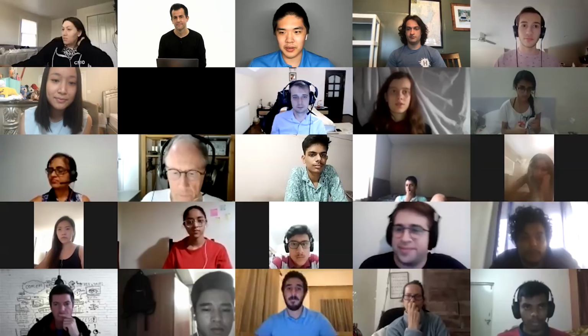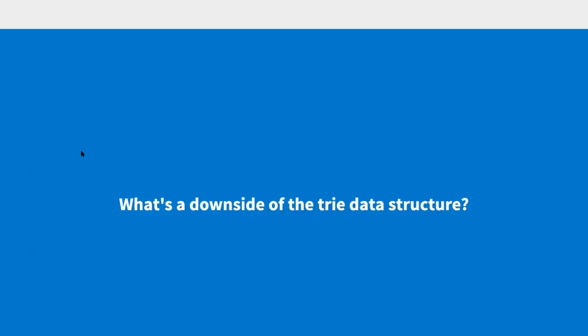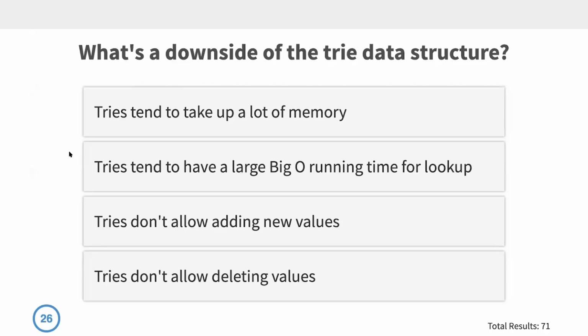All right, let's stay on this topic of data structures and ask you now, what's a downside of the try data structure? About midway through CS50, we introduced tries. That might take up a lot of memory, or tend to have a large big O running time for lookup, or don't allow adding new values, or don't allow deleting values. Which of those is a downside of the try data structure?